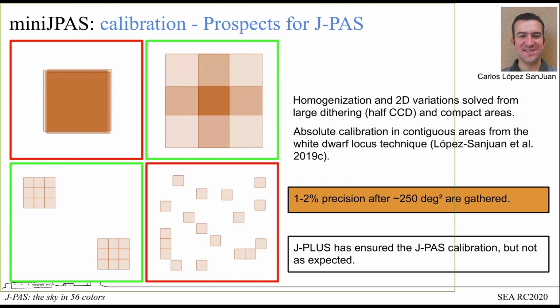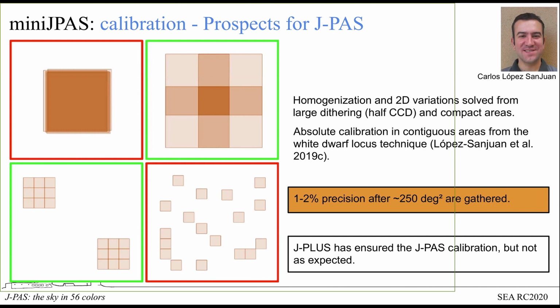Then we are going to make the absolute calibration in the colors just by using the white dwarf locus. Because we are going to have a large area, we can use the white dwarfs, which are sparse, but we are going to have several hundreds. We know very well from models what the expected locus is, so we can basically anchor the colors with the white dwarfs that we observe and the models that are well understood.